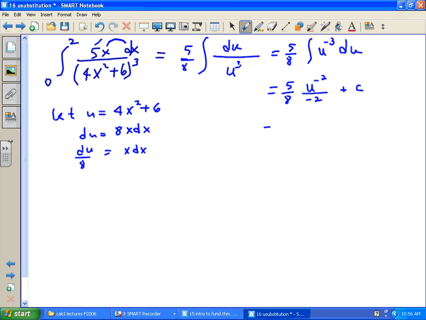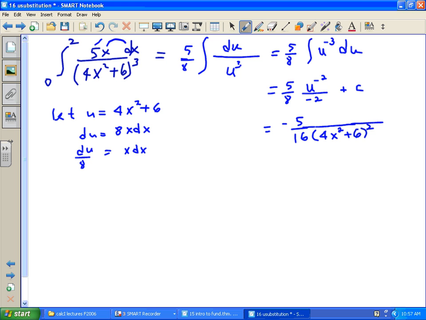And I'm going to get rid of the negative exponent and multiply the constants. Negative 5 over 16, and u squared at the bottom. But instead of u squared at the bottom, let me just put its equivalent, since u was 4x squared plus 6. Now, normally you would have a plus c there.